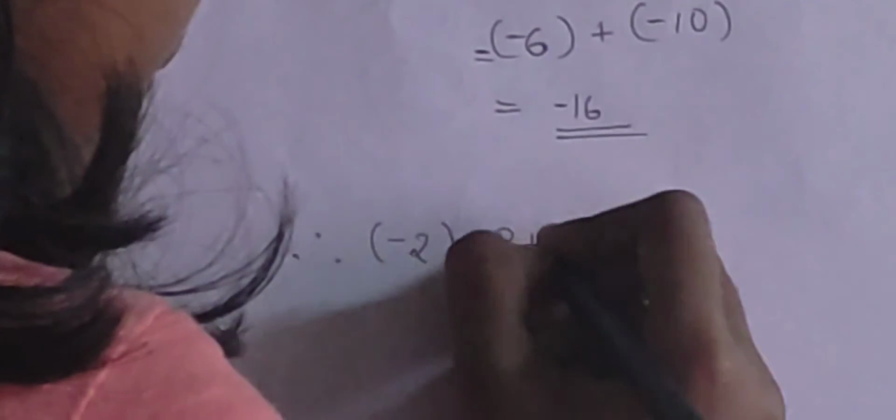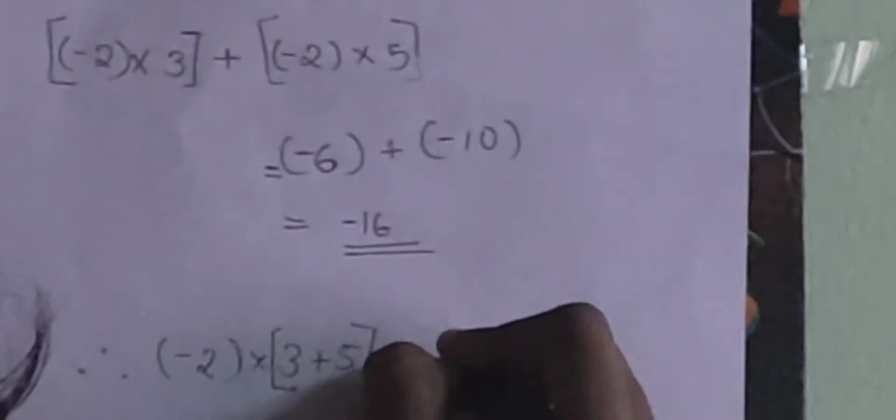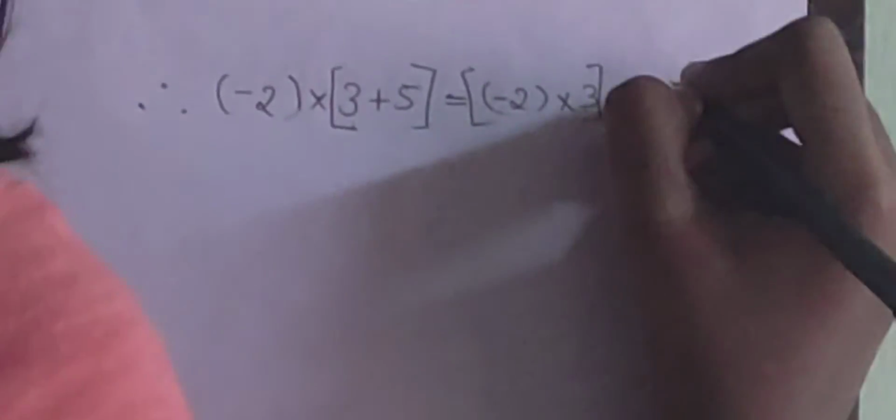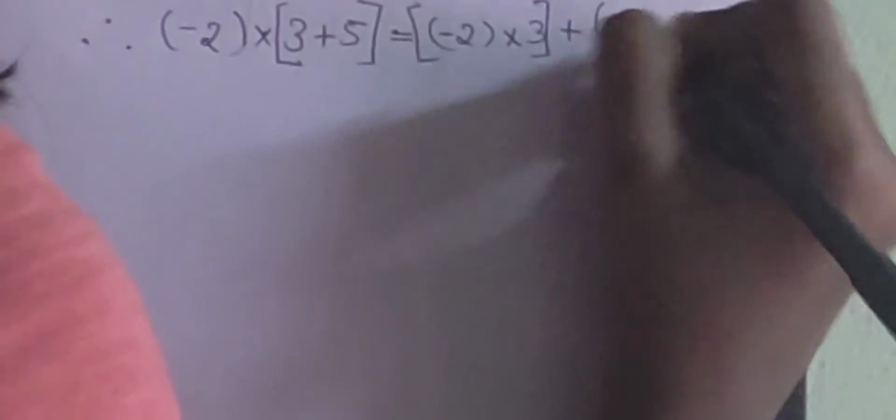Therefore, negative 2 into 3 plus 5, positive 3 plus positive 5, is equal to negative 2 into 3 plus negative 2 into positive 5.